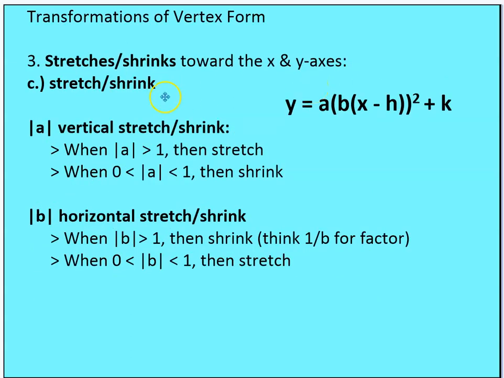All right, last thing we want to talk about is stretches or shrinks. And so there's a vertical stretch or shrink. If A is greater than 1, then it's a stretch towards the y-axis. When A is between 0 and 1, then it's a shrink away from the y-axis. For the B value, when B is greater than 1, it's a shrink towards the y-axis. So the direction is going to be towards the y-axis, but we're shrinking. And then when it's between 0 and 1, it's stretching away from the y-axis.